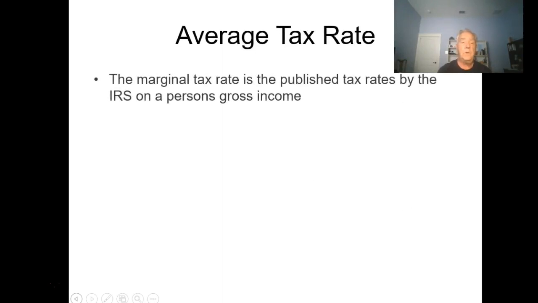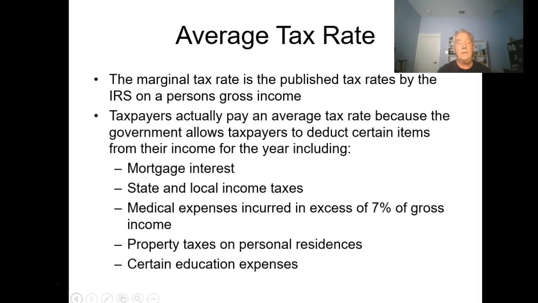Okay, the average tax rate. Marginal tax rate is the published rate the IRS and individuals use on gross income. That's the example of the 25% I mentioned. But as we said, taxpayers are allowed to deduct from their gross income, that would be the $100,000 that was reported to me by my company on a W-2. I can deduct mortgage interest, state and local income taxes, medical expenses in excess of 7% of my gross income. That means, for instance, that if I'm making $100,000, my gross income is $100,000, I can only deduct medical expenses over $7,000 in a particular year. We can also deduct property taxes on our personal residence, and certain education expenses are deductible. So those are the things that make the difference between the published tax rate, the marginal tax rate or the progressive tax rate, and the actual average tax rate that you actually pay.